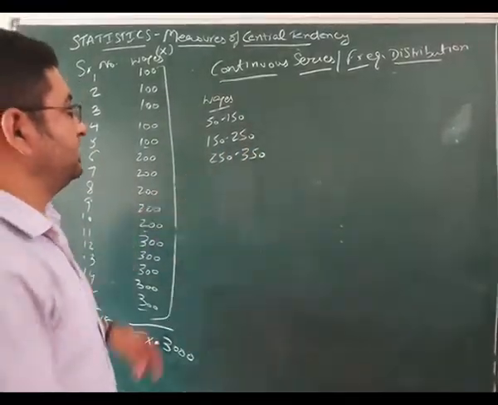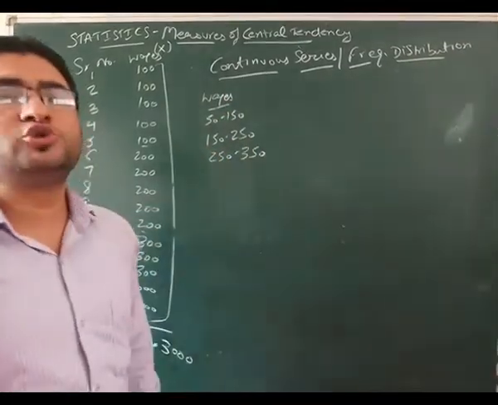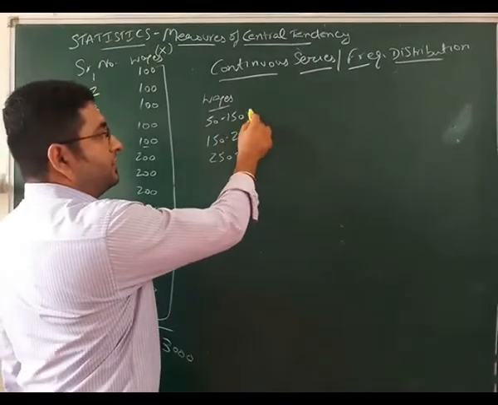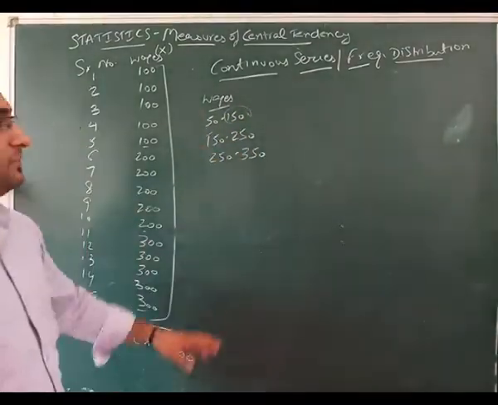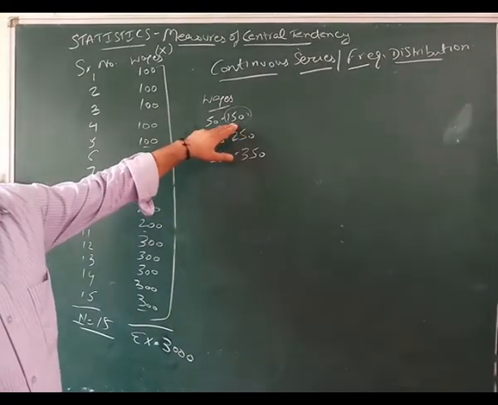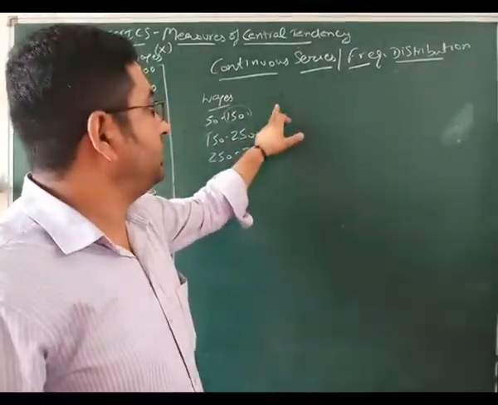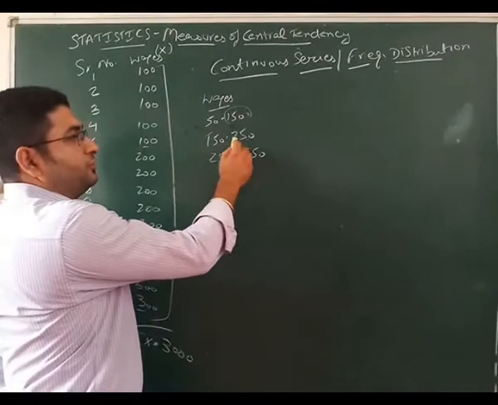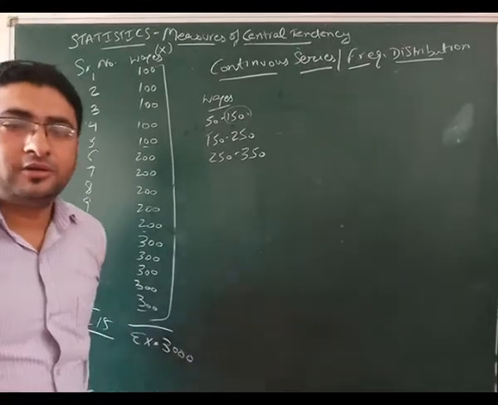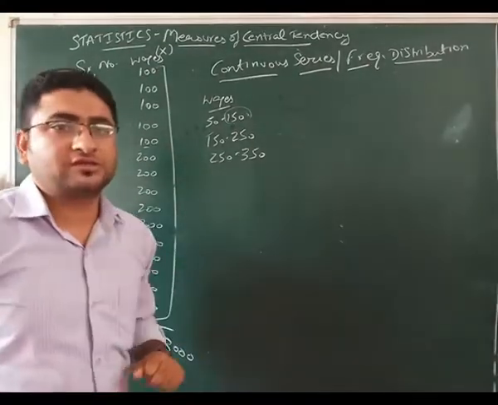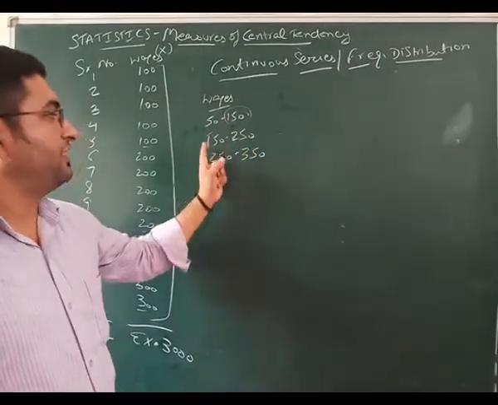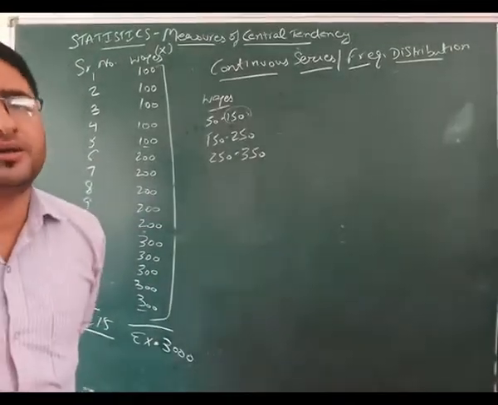Now you have to understand that this is an exclusive series. Exclusive series means that 150 will not be counted over here, it will be counted over here. So from rupees 50 to rupees 149, all the people or wages will be included here. From 150 to 249, it will be included here. Getting my point? Pause the video, rethink over this: from 50 to 149, I'll include here. From 150 to 259, I will include here.